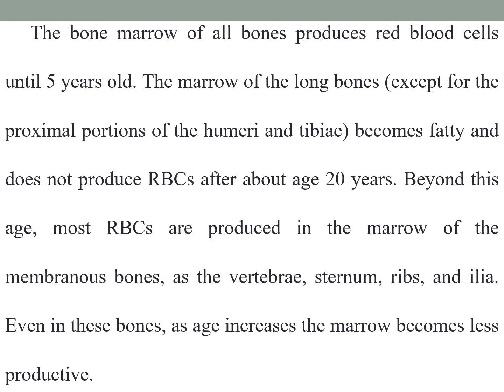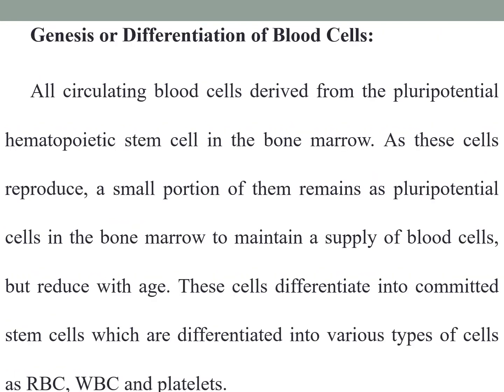What are the membranous bones? They are the vertebrae, sternum, ribs, and ilia, the pelvic bone. Even in these bones, as age increases, the marrow will become less productive. That means that as we advance in age, their efficiency in production of the red blood cell decreases.